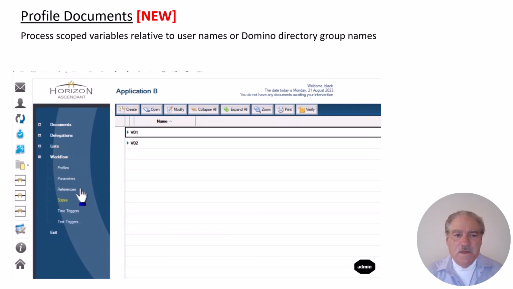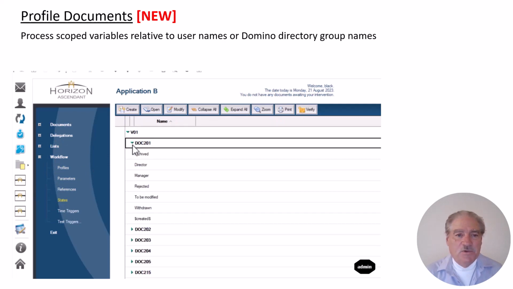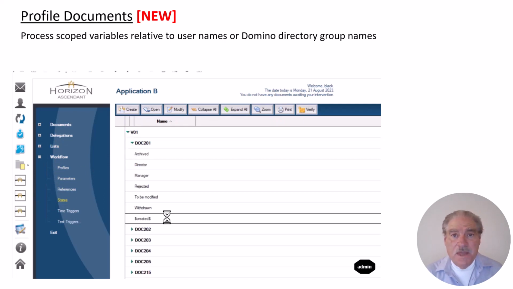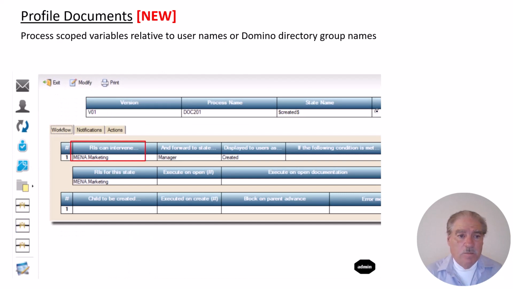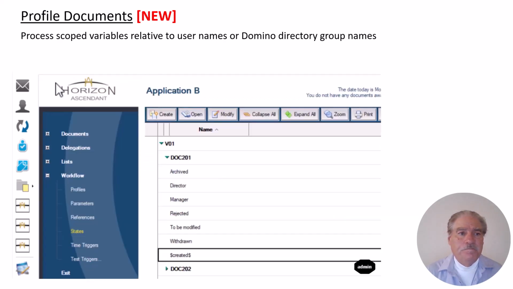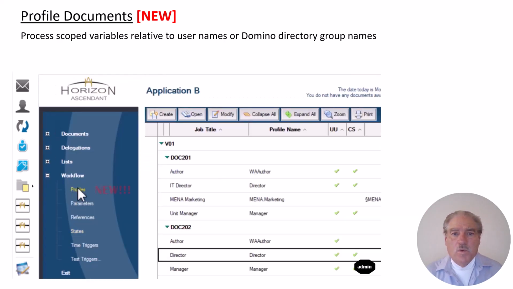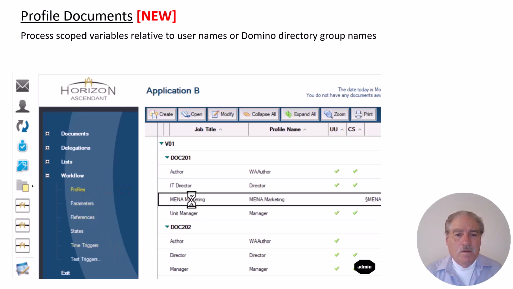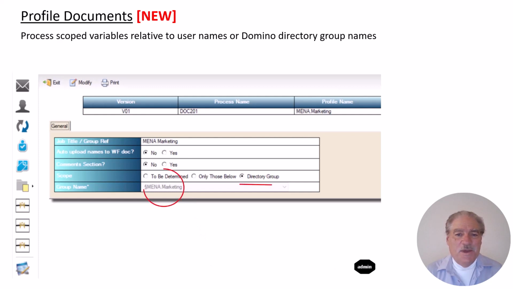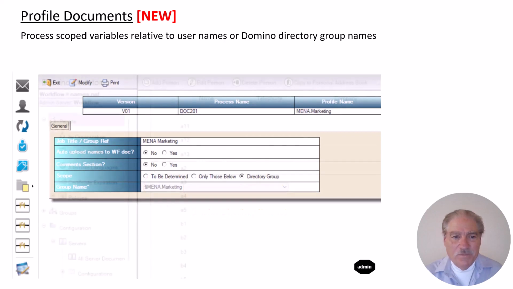And we're in now as the DB admin. We'll take a look at the definitions. Going into the initial state, $created is always the initial state in a process. Only people in that group, in that profile, can create a document of this type, because here we're talking about the initial state, $created. So if we were to go into the corresponding profile documents, you can see here, very importantly, you can define Domino directory groups.